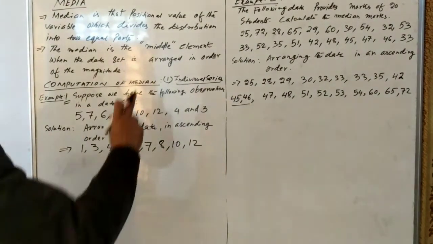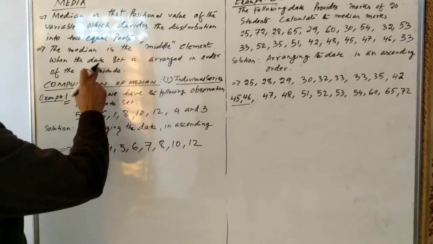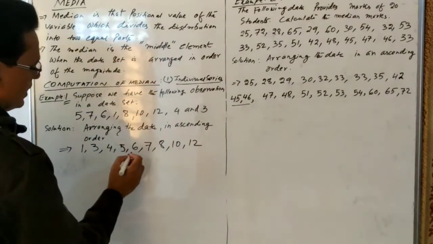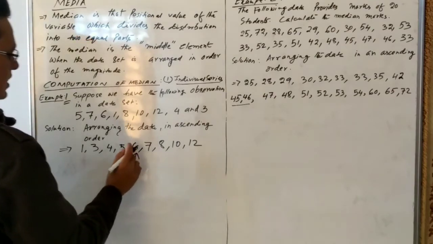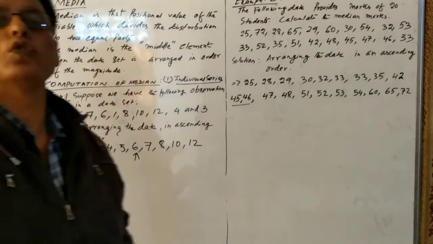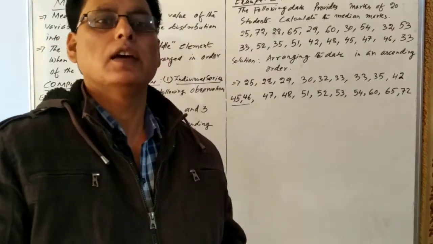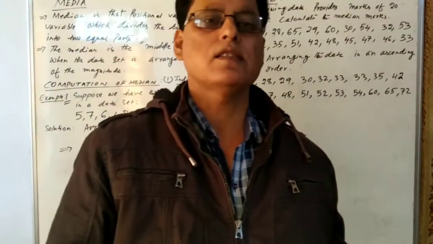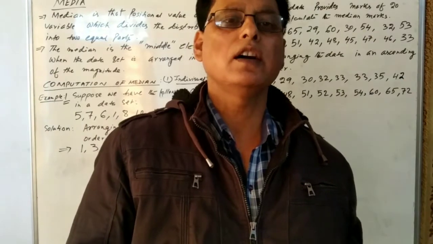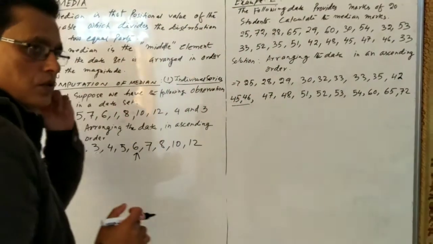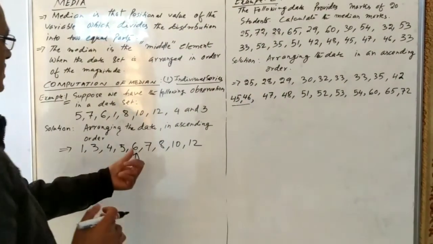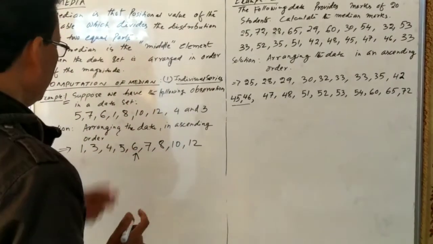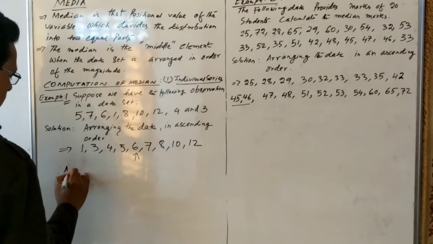So here the median is the middle element when the data set is arranged. It means this middle element is 6. It means 6 is known as median. But in our textbook, one formula is also given to calculate the median. If we use the observation, then 6 is the median. If we use the formula, then we can use this formula.